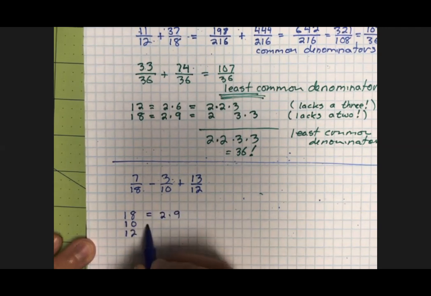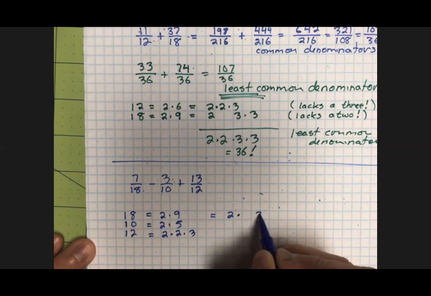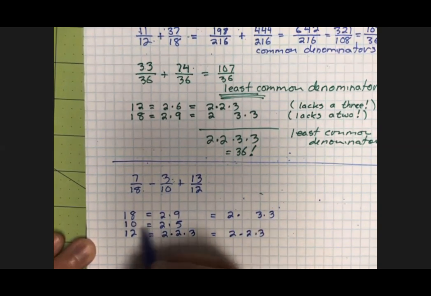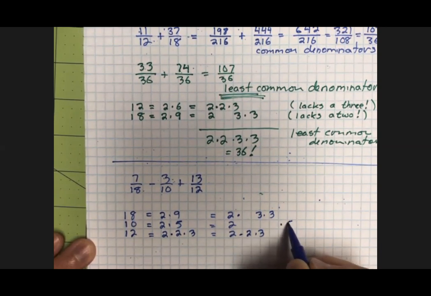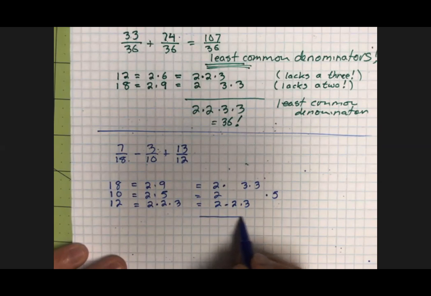2 times 9, 2 times 5, 2 times 6. In fact, the 9 is 2 times 3 times 3. And the 12 is 2 times 2 times 3. And the 10 is 2 times 5. When I write it like that, do you see what's missing? Do you see what the magic least common denominator is going to be? I'm going to need how many 2s? I'm going to need to fill in 2 2s.